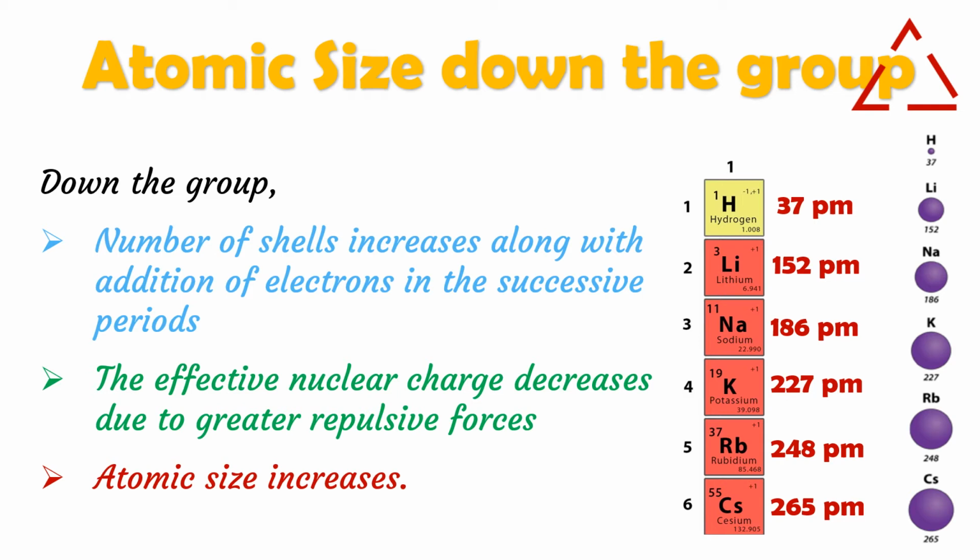Although the number of protons is increasing from 1 to 55, it does not show much attraction toward the valence shell electron due to increasing repulsive forces between the valence shell electron and the inner shell electrons. That's why, instead of decreasing, atomic size increases.